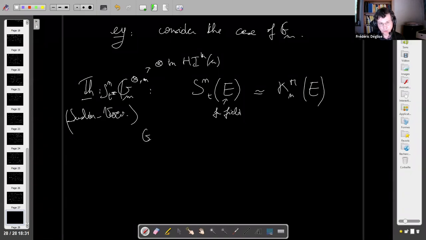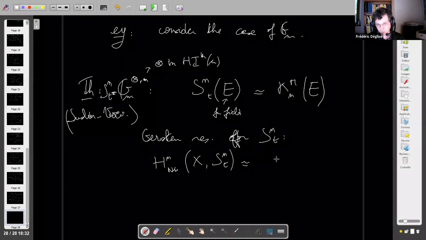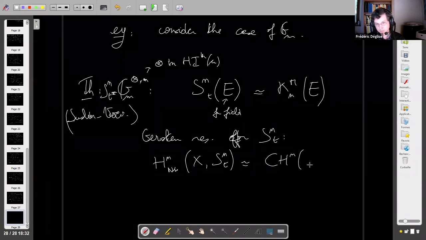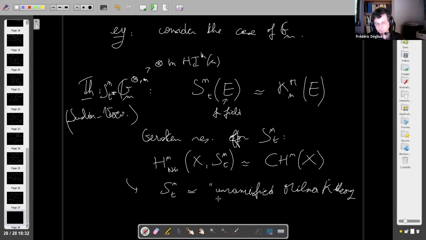And what you get is that if you write the Gersten resolution, again an exercise, for this particular sheaf G_m^{⊗n}, what you will get is that the cohomology in degree n, Zariski of X with coefficients in this sheaf, is isomorphic to, for those who know, the Chow group of X in codimension n. And in fact, what we get is that G_m^{⊗n} is isomorphic to the so-called unramified Milnor K-theory. This formula is some version of Bloch's formula.